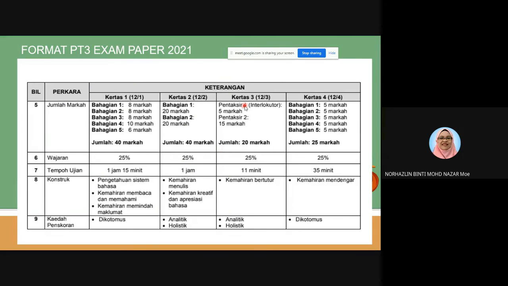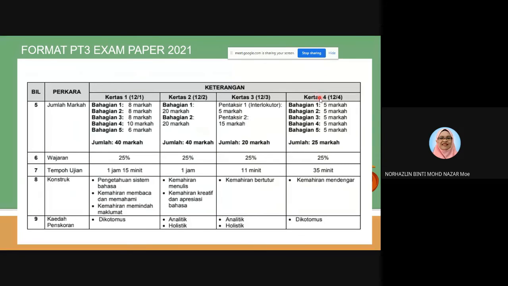Okay. Paper 3. Okay, interlocutor means referring to teacher, your English teacher. Pentaksir 1, they'll give you 5 marks. The second assessor, let's say myself, pentaksir 1. My second assessor is teacher Linda. Let's say teacher Linda lah. And then teacher Linda will give you marks from 1 until 15. Duration for this paper is 11 minutes, 11 minutes.